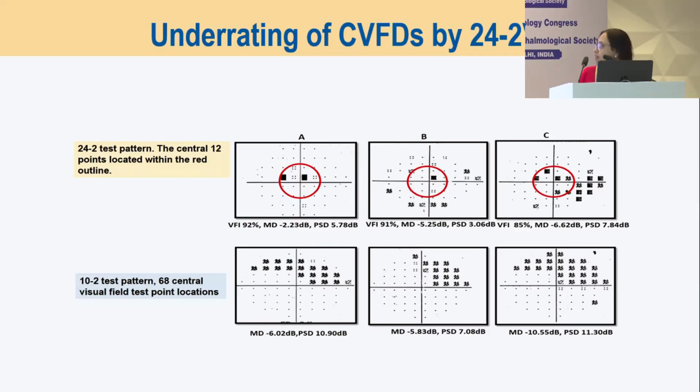So we can find that it is an arcuate scotoma, and please note in every case the mean deviation and pattern standard deviation are more in 10-2 than in the 24-2 visual field test.